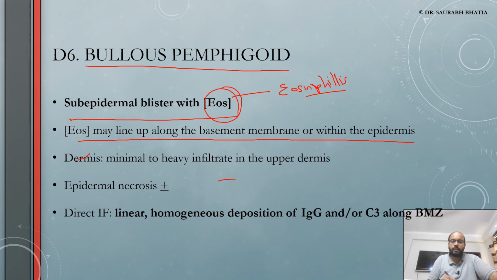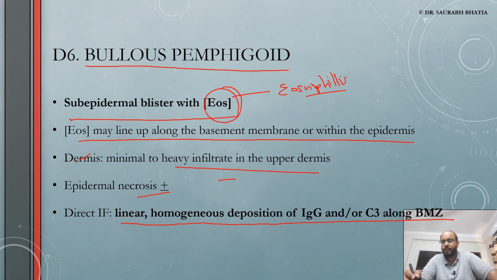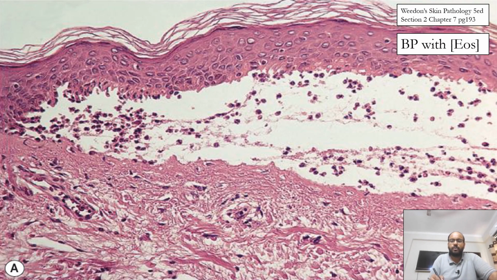The dermis has minimal to heavy infiltrate in the upper dermis. There is epidermal necrosis, which can or cannot be present depending on the level of inflammation. And direct immunofluorescence gives you a linear homogeneous distribution of IgG and or C3 along the basement membrane zone. So in bullous pemphigoid, the antibodies are against the bullous pemphigoid antigen, and that antigen is found at the basement membrane zone. So if you stain for those antibodies, it will stain the basement membrane zone. And that is what you see. You see a linear deposition of IgG and C3 antibodies along the basement membranes, because that is where the problem is.